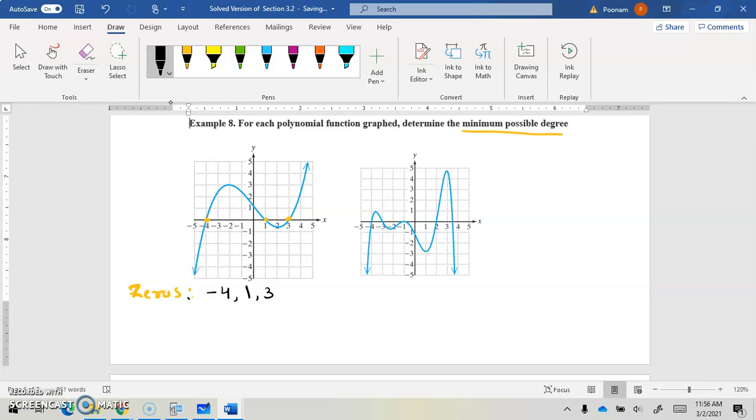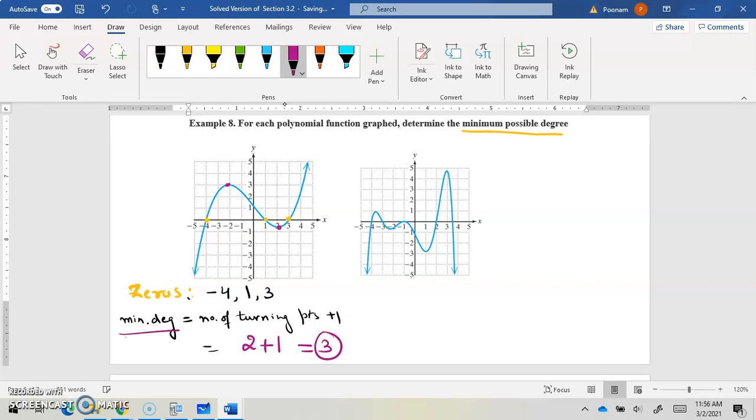But how do you find the minimum possible degree? Minimum possible degree is number of turning points plus 1. How many turning points does this graph have? The turning points are here and here. 2. A turning point is where the graph changes from increasing to decreasing. 2 turning points plus 1. So the minimum possible degree for this graph is 3.